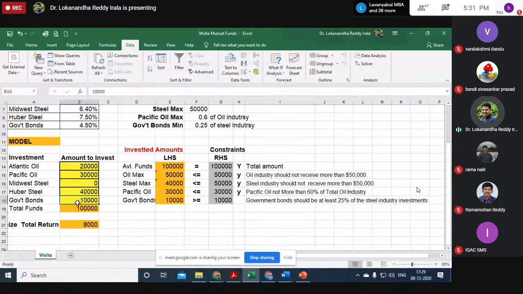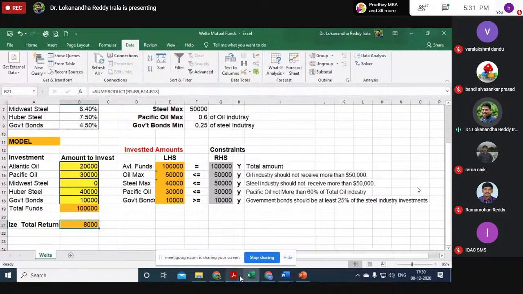Then finally, government bonds. Government bonds tells you whatever goes into the oil industry and steel industry, minimum 25% should go into government bonds. So now I'm investing 40,000 in the steel industry, but the government bonds is 10,000. So this condition is also satisfied. So now I have satisfied all the conditions, and I got an optimal solution that if you do it this way, your return will be 8,000. So this is an example of prescriptive analytics.